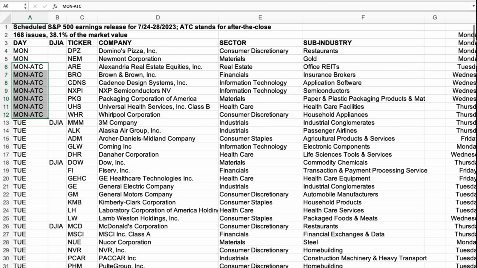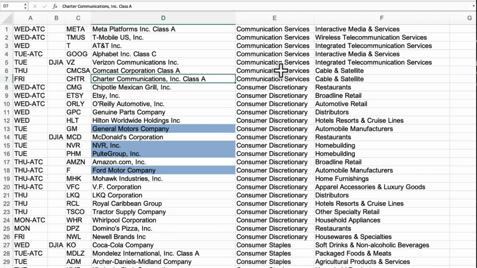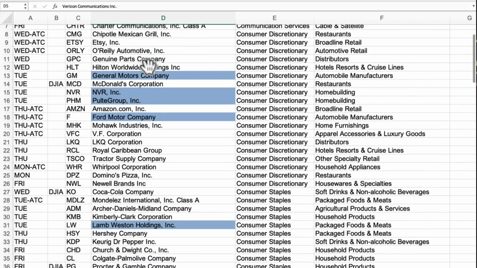But if you're looking for particular companies, I always sort them by the sector that they're in. So you can just look at the sector that you're interested in to see who is reporting. Look at this. Tuesday after the close, you've got Google. Wednesday after the close, you have Meta. You have some big providers here, AT&T and Verizon as well. General Motors, Tuesday. Ford, Thursday. And you have two home builders in here, NVR and Pulte.